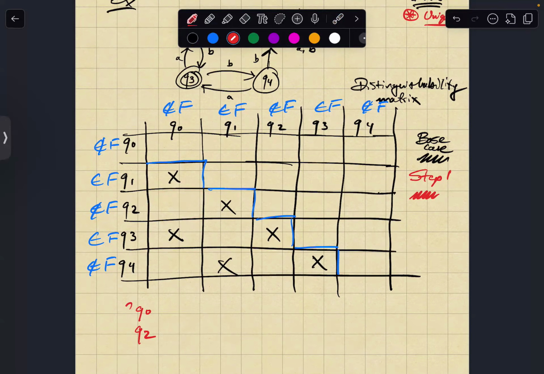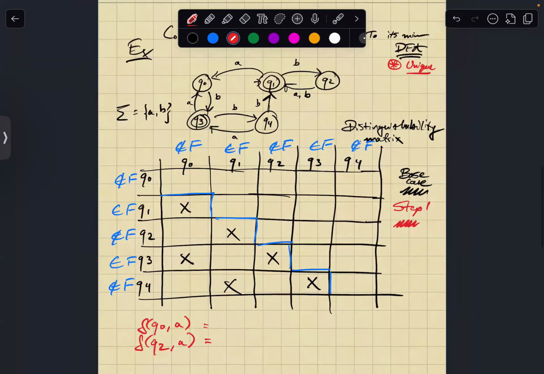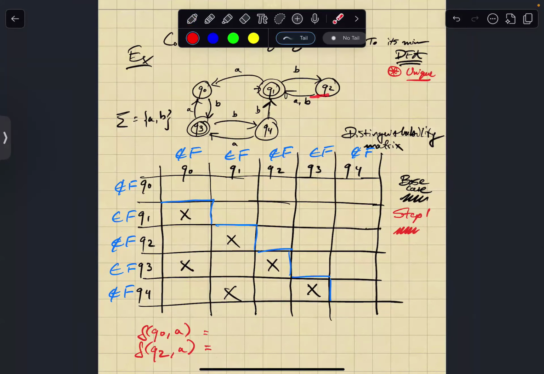To do that, I'm going to compute delta of Q0 with, let's say, an A. I'm assuming the alphabet here is A, B. And then delta of Q2 with an A. So delta of Q2 with an A goes to Q1. And then Q0 with an A. Does anyone see a problem? There's no transition, right? Okay, that was on purpose. So there's no transition for Q0 reading an A.